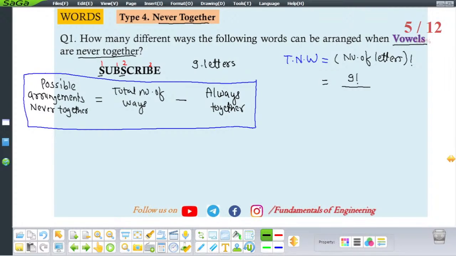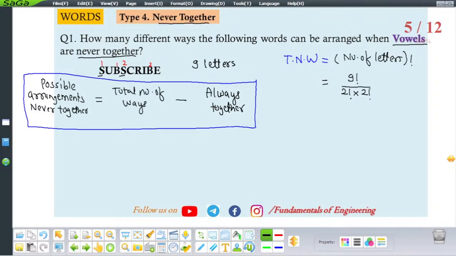How many times are they repeated? S is repeated 2 times, so 2 factorial, and B is repeated 2 times. There is no other letter which is repeated. So 2 factorial into 2 factorial. In the last always-together example we saw that we can't do the calculation like 2 into 2 and then take the factorial value. That will give the wrong answer.